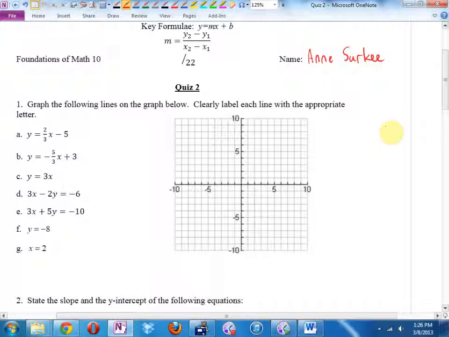But line A has a Y-intercept of -5, and the slope is up 2 over 3. Up 2 over 3. Up 2 over 3. Am I correct? That's line A.